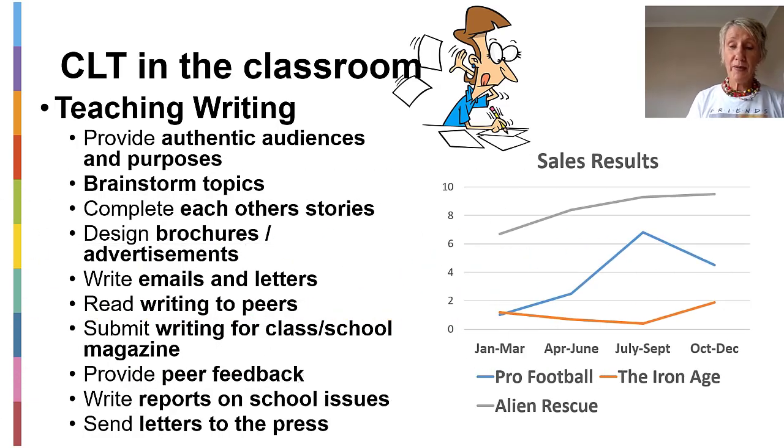So you might give them this little report, this graph, this graphic showing the result of sales of different kinds of games. You can see the blue line is called Pro Football. Then you've got Alien Rescue. I think that one's down at the bottom. And then I can't see the other ones behind my face, but there's the third one.